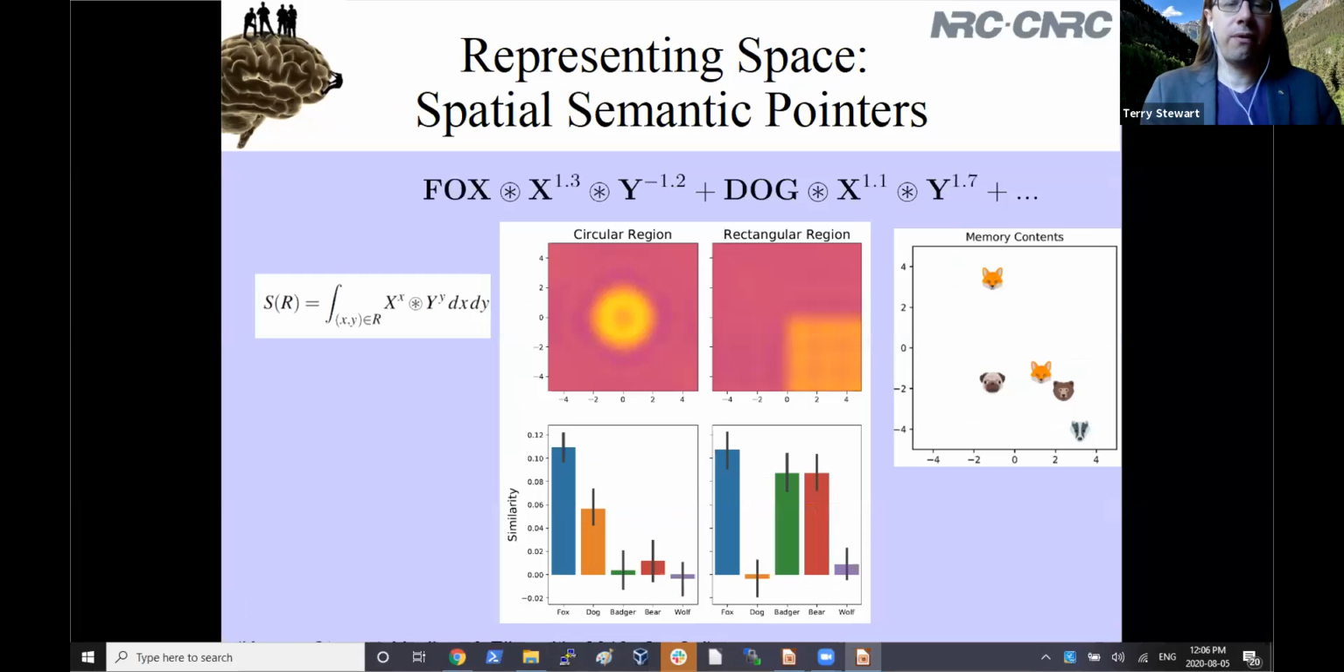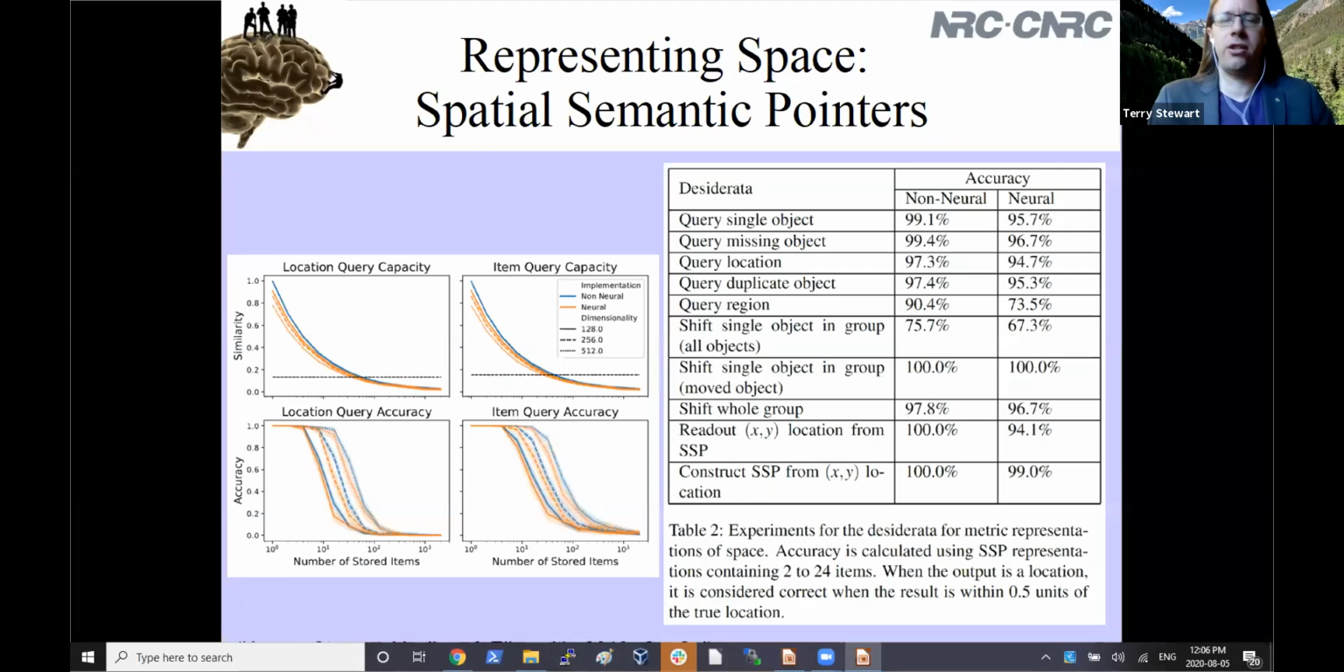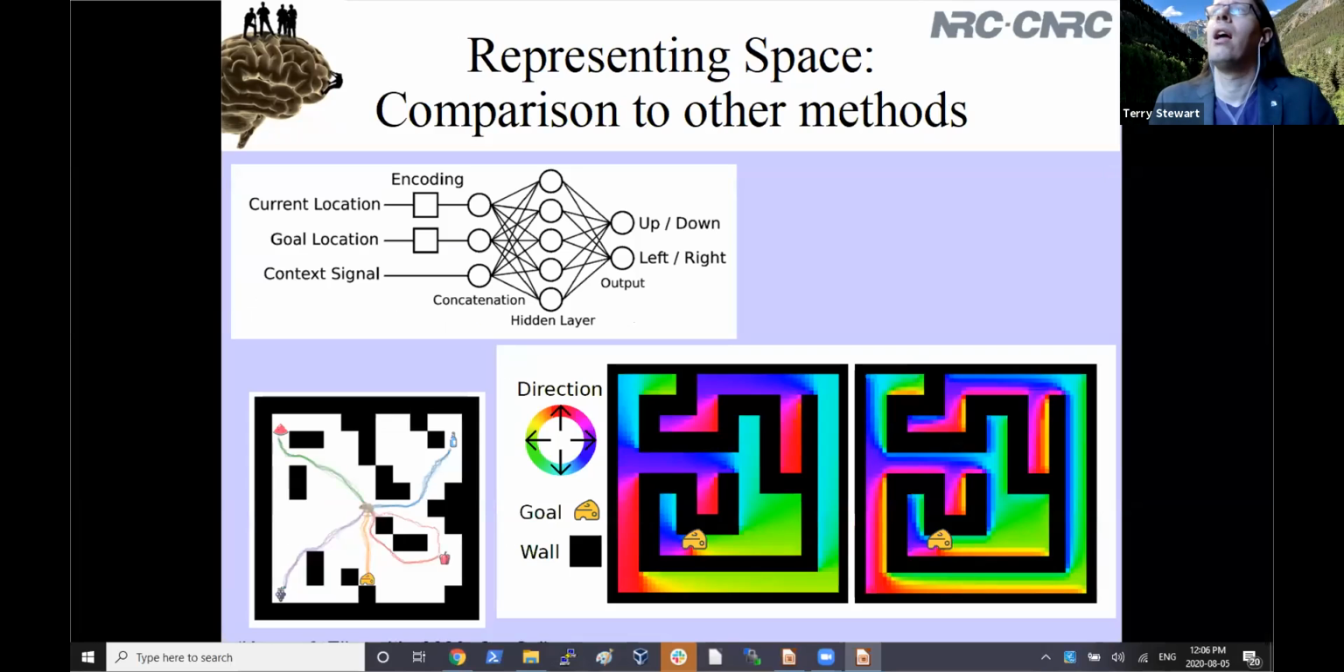So since this is sort of a weird representation of space, we also wanted to say, hey, there are lots of other ways people have represented space in neural networks. Can we compare them? So here what we decided to do is simply take a standard deep network, and we're going to be doing some sort of maze following type thing.